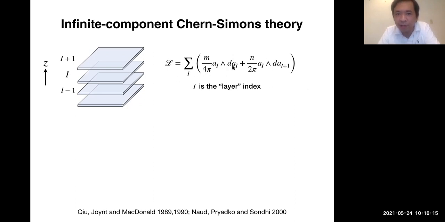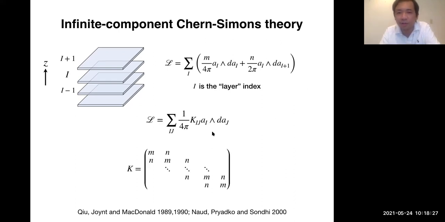So the theory looks like this. You have A dA between gauge fields from the same layer and from neighboring layers. And here I is a layer index. Okay. And this should be thought of as a three-dimensional system. And I'll use this K-matrix representation to compactly write this theory. So this can be generally written as a symmetric integer matrix K, and the diagonals are just the couplings between the same layer, and the off-diagonal ones are the coupling between neighboring layers. Okay. And this theory was studied in the context of quantum Hall physics back in the early 90s, and also later around 2000.